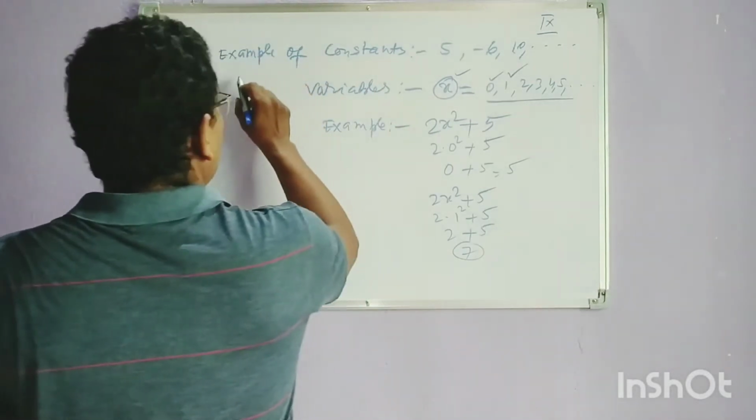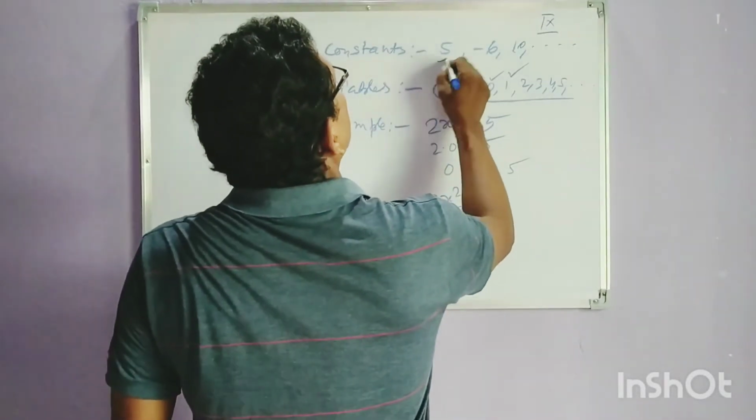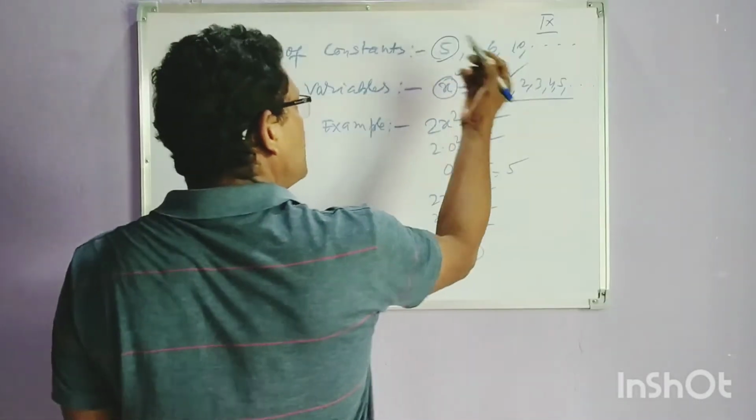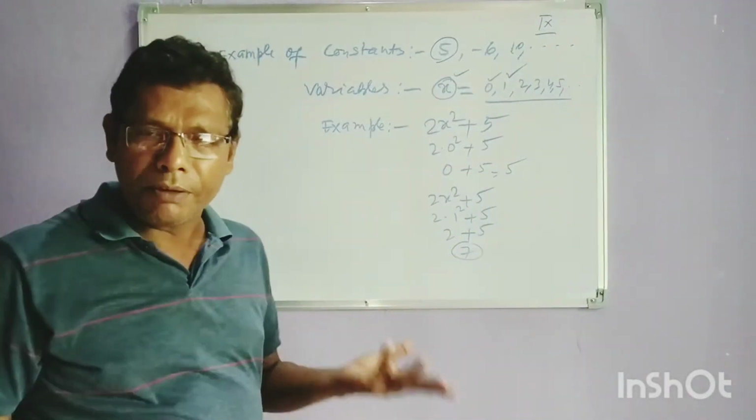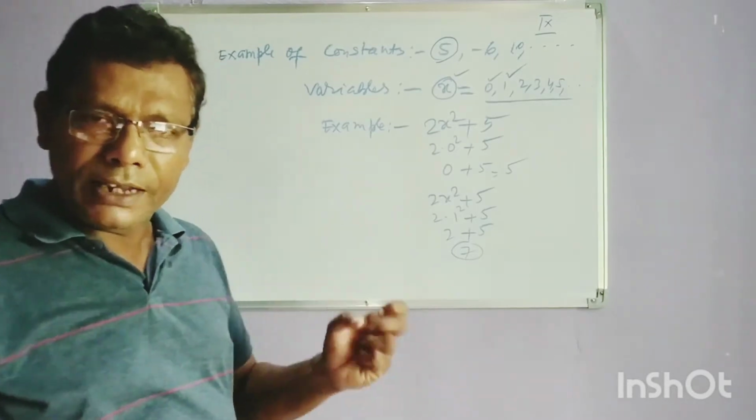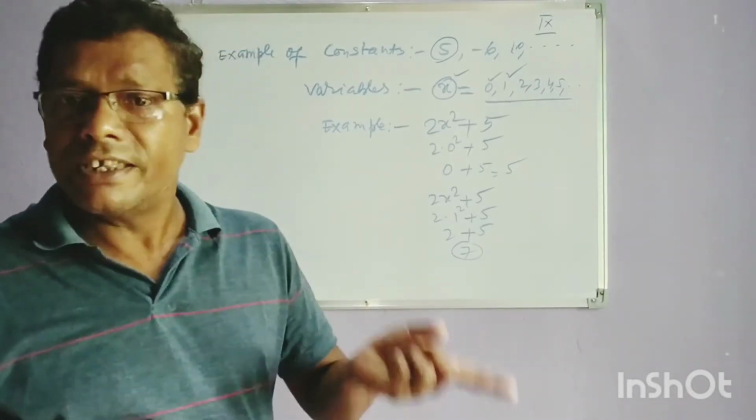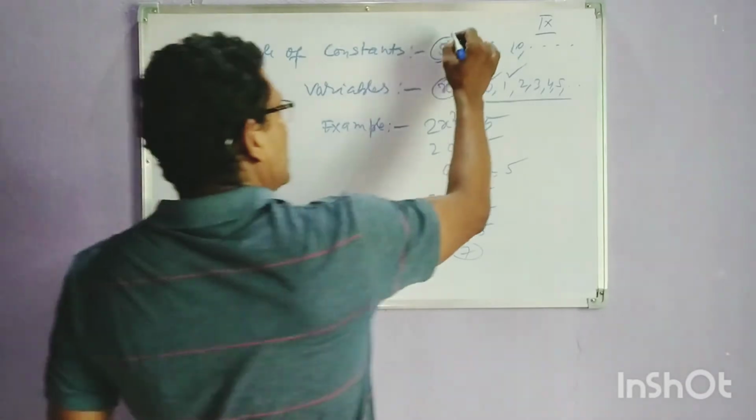And the value of constant is fixed. The numeric value of 5 is 5. If you ask anybody to give you 5 pence, he will give you 5. He will give you only 5 pence, not 6 pence. So, its numerical value is fixed.